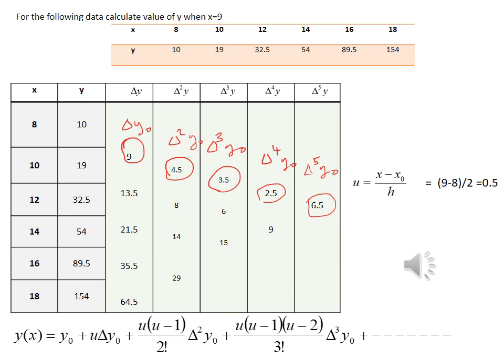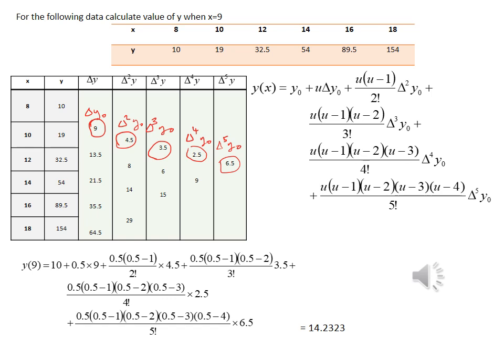So you identify delta y naught, delta square y naught, delta cube y naught, delta raised to 4 y naught, etc. Now you have received all the ingredients for the formula. Since we have up to delta raised to 5 y naught, we stop there. So using this formula, substitute values from the table. Finally we get the value as 14.2323.